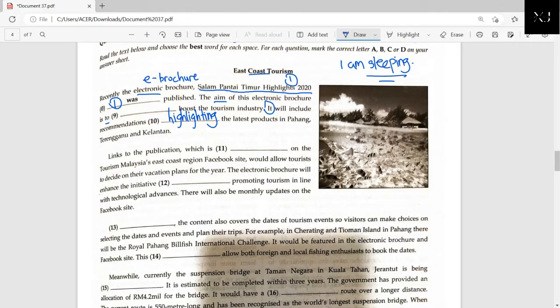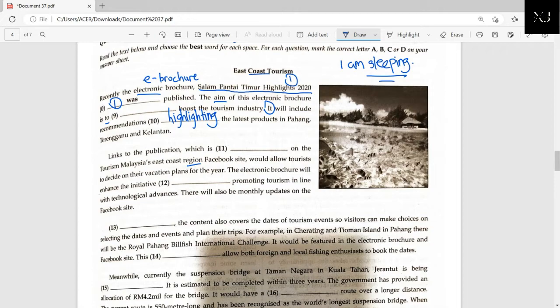Links to the publication, which is something on the Tourism Malaysia's East Coast Region Facebook site. Region means area. Okay, so like Malaysia, you all know we have north, south, east, west regions. Okay, like Johor is in the south of Malaysia. Would allow tourists to decide on their vacation plans of the year.